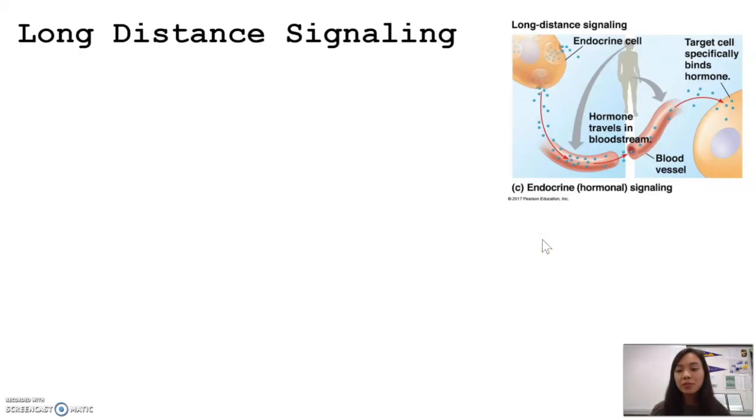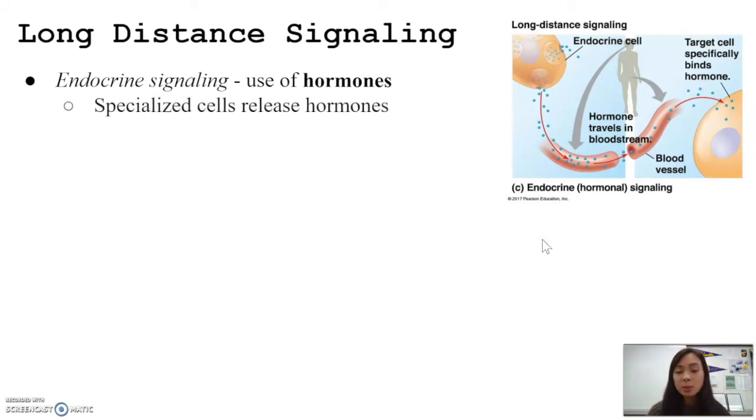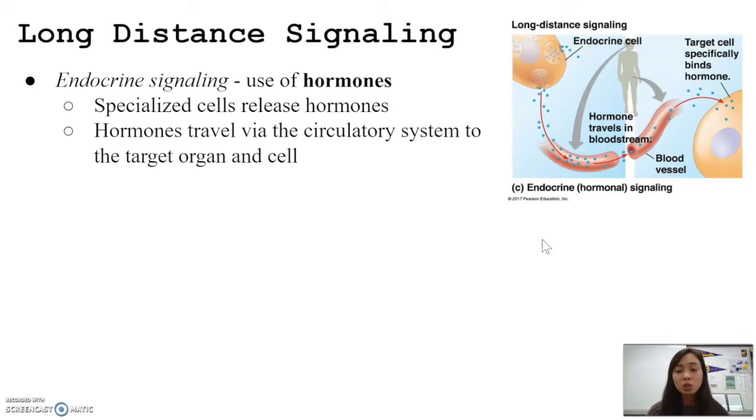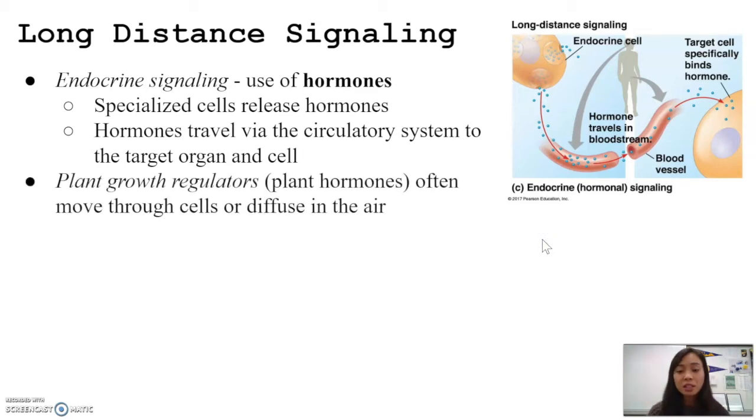And we're going to step a little bit further away. Now there's long distance signaling. In long distance signaling, this is known as endocrine signaling, and there's the use of hormones. Specialized cells release these hormones. These are still chemicals. And what these hormones are going to do is they're going to travel through the circulatory system far, far away to a target organ and eventually a target cell. So endocrine signaling is what we call it when it happens in animal cells, but there's also something known as plant growth regulators, and these are hormones in plants. Okay, and so plant growth regulators, they don't travel as much through liquid vessels in plants, but they often move through cells or diffuse in the air outside the cells.